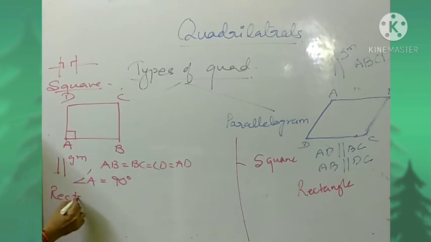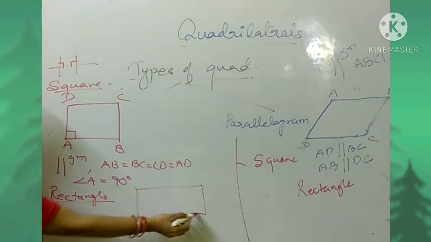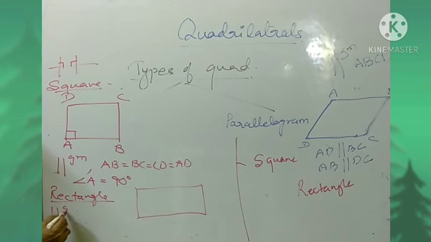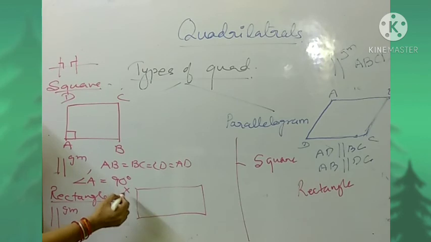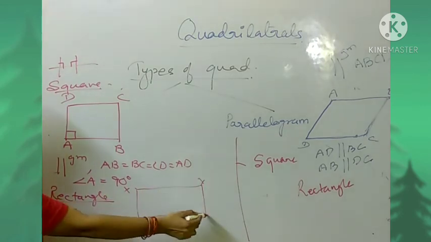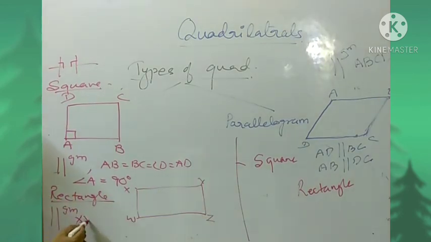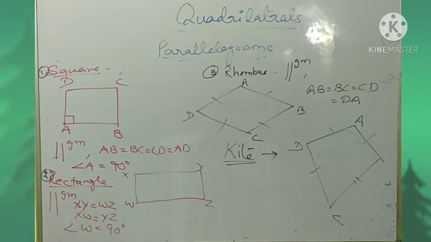Now the next is the rectangle. What is a rectangle? Now this is a rectangle. It is again a parallelogram. What is a rectangle? It is a parallelogram in which opposite sides are equal. Means XY is equal to WZ, XW is equal to YZ, and one of the angle is 90 degree. Because if one is 90, then automatically all the angles are 90 degree. So this is a rectangle.